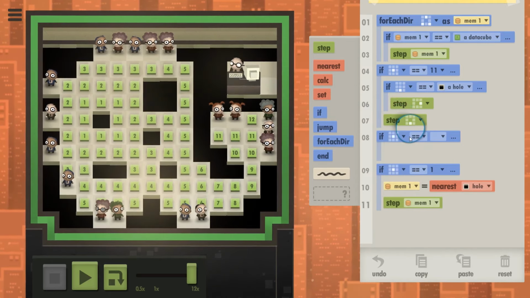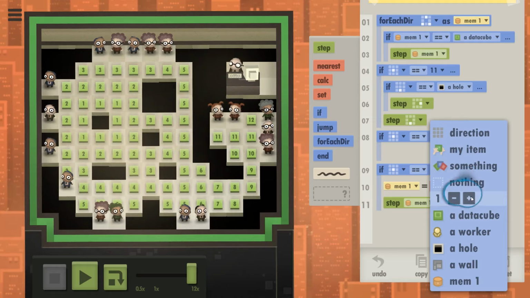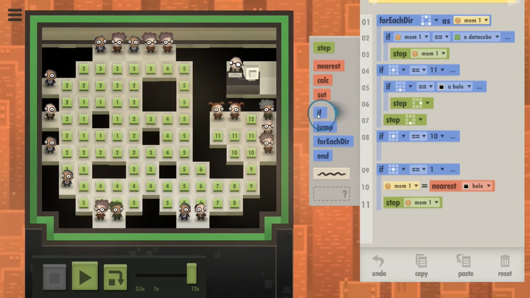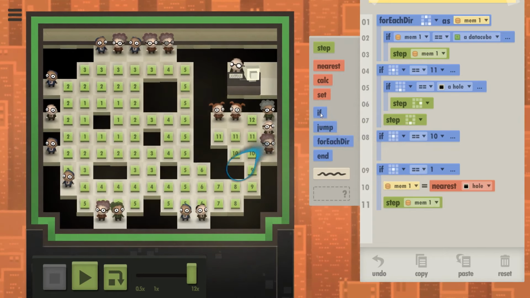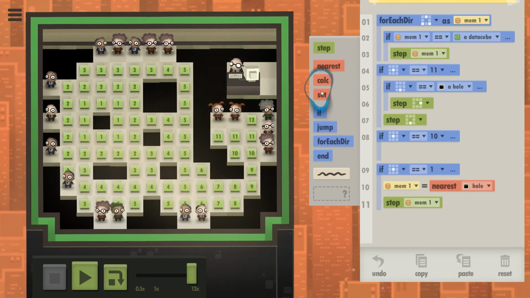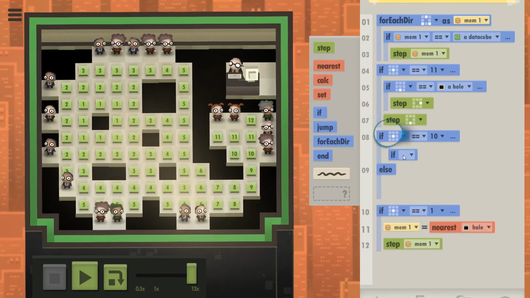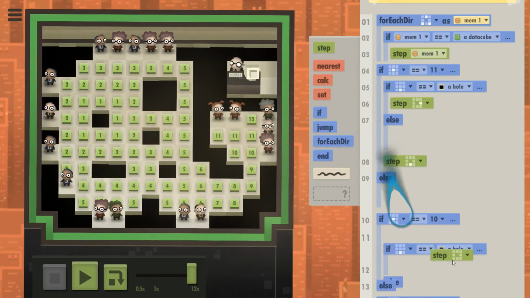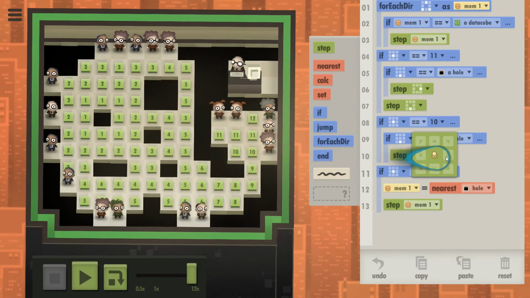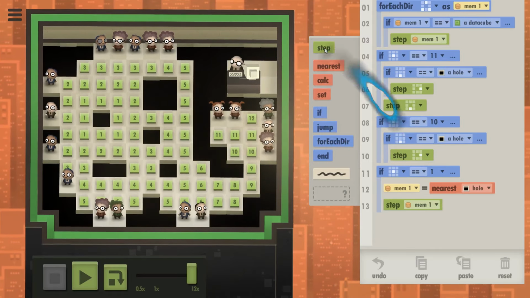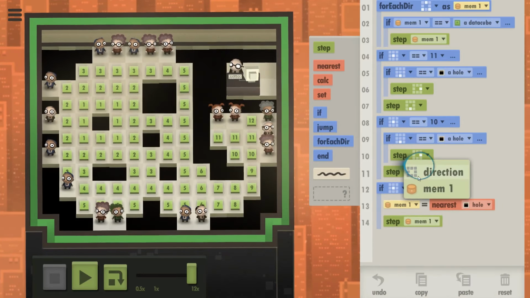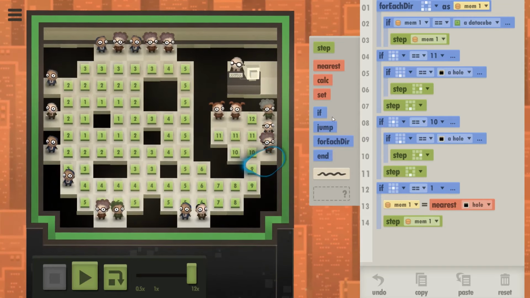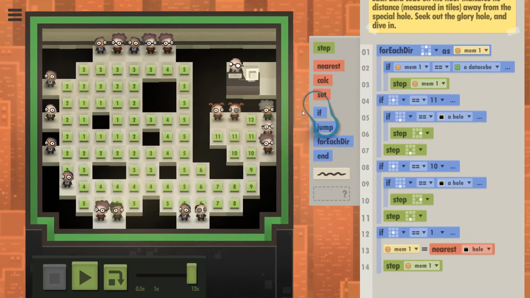If your current location equals 10, we need to do it again. If below you is a hole, step right. And then we're always going to step down. And that means that you're always going to be here. And based on our checks, this person's going to end up there.